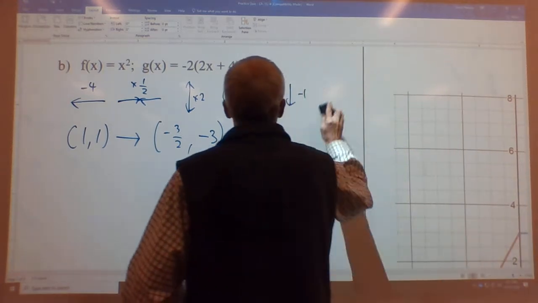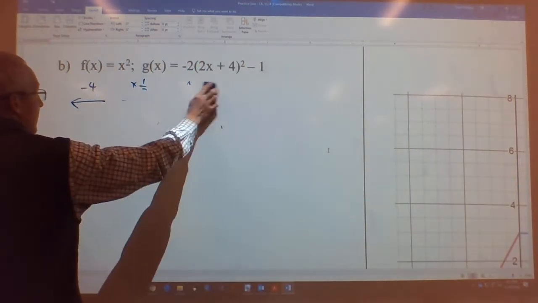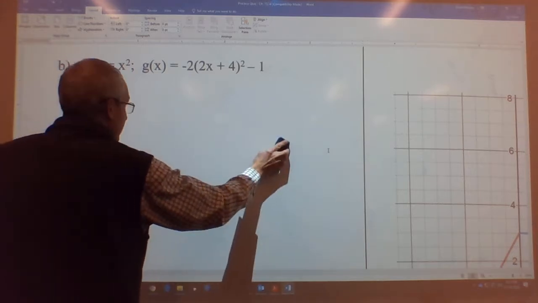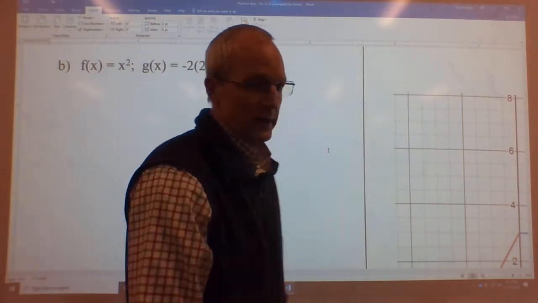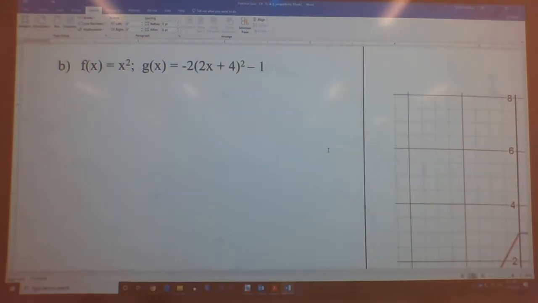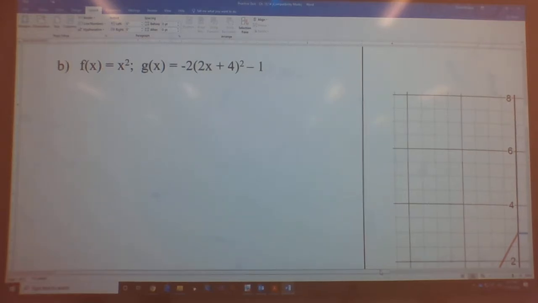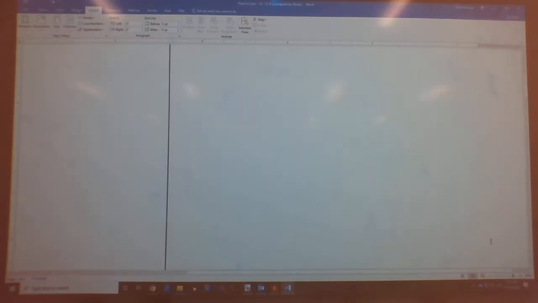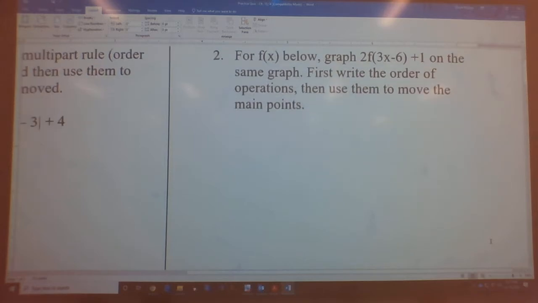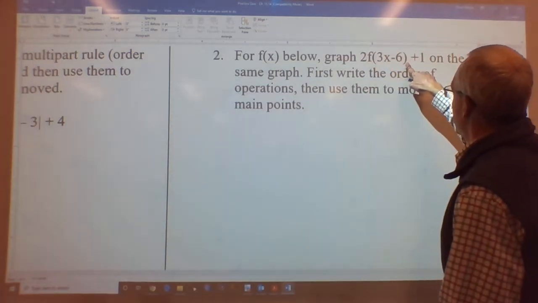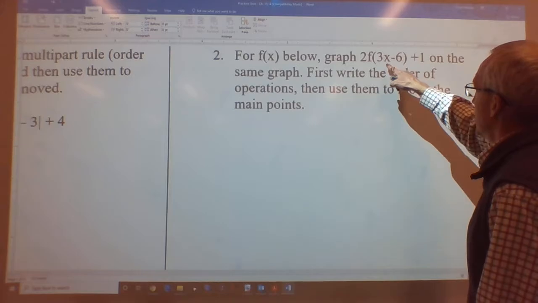Awesome, okay. That is how to do it when you're shifting and dilating and all that stuff. Okay, let's look at the next one now. We're done with half of the first page. So this one says, graph 2f of 3x minus 6 plus 1 in the same graph. Write the order of operations and these are the main points. Okay, so let's figure out the order of operations here.